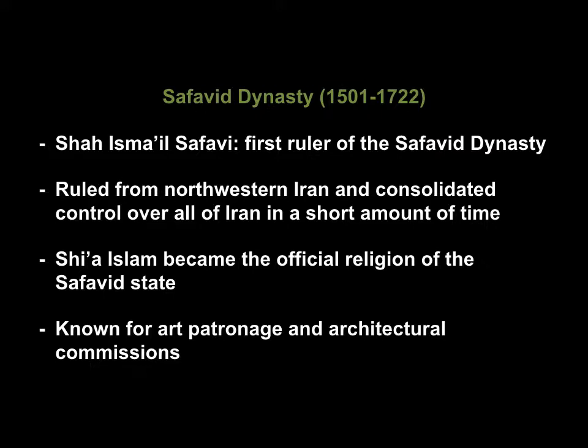For over 200 years, the Safavid dynasty ruled over modern Iran. The first ruler of this dynasty, Shah Ismail Safavi, declared Shia Islam the official religion of his state and unified Iran against the threats from would-be conquerors to the east and the west.